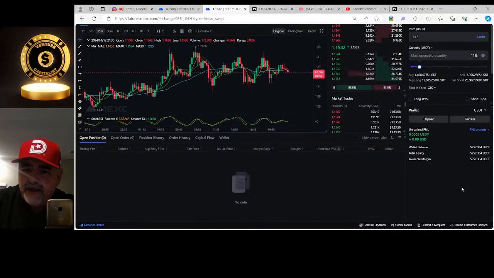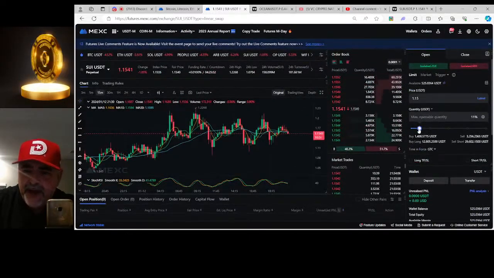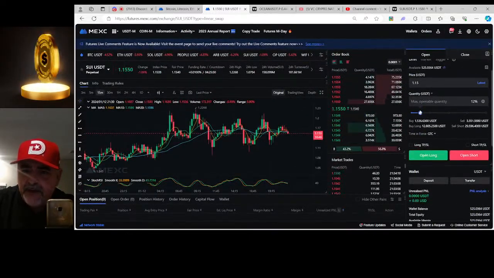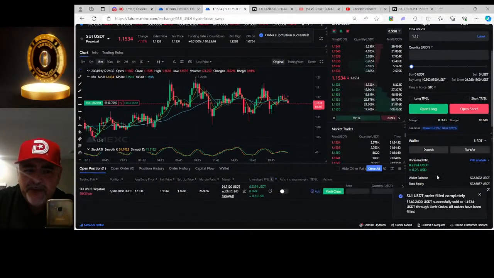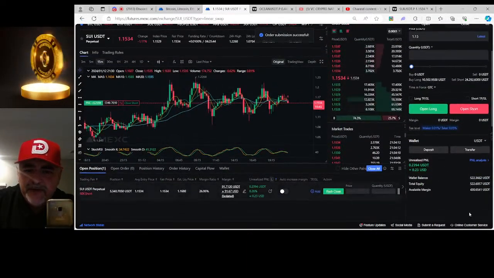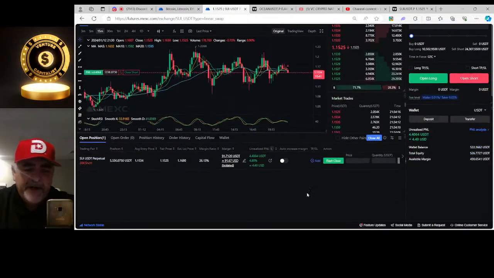I think I trade with a $500 bag on average, so I'm not going to do too much here, but I'm going to jump in there a little bit. All right, so throw $100 in there. We got a short position here, so very easy to do.